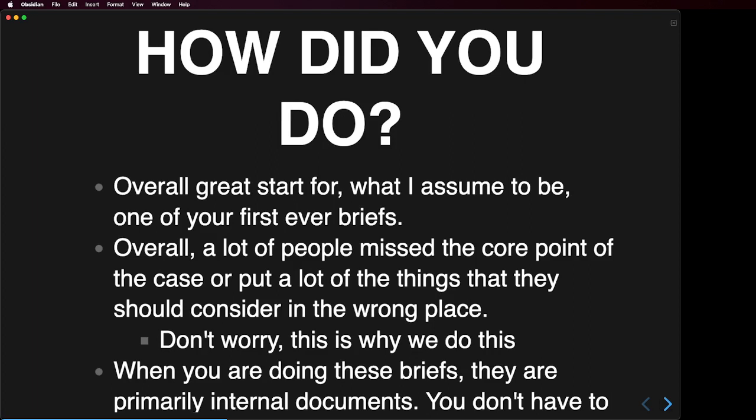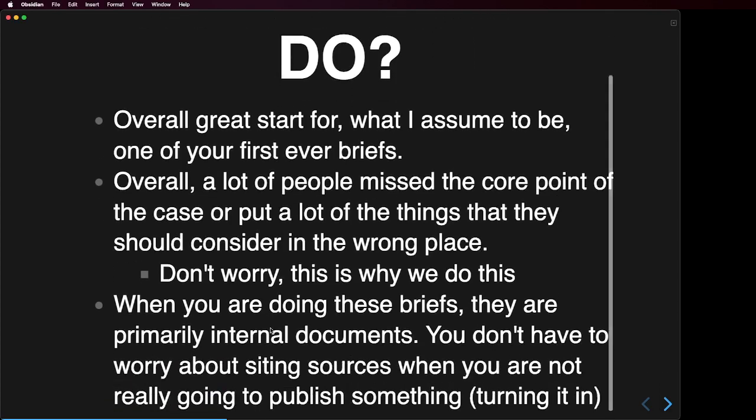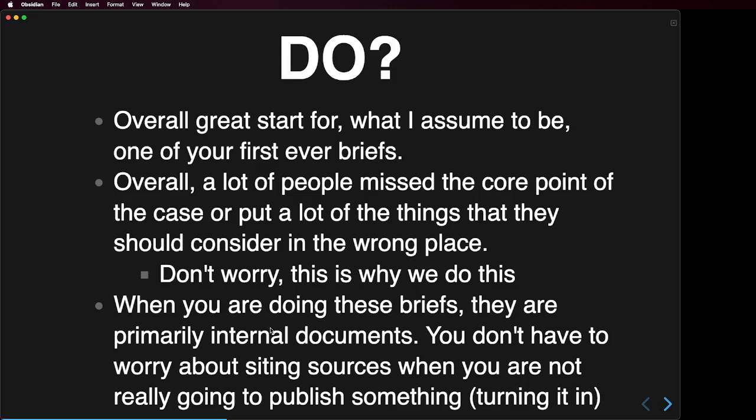My biggest thing is, don't worry if I put notes on there that said, hey, you've got a lot of work to do, or anything like that. This is why we did this assignment, so that you all can understand where we need to go, so we're doing things that work for you.